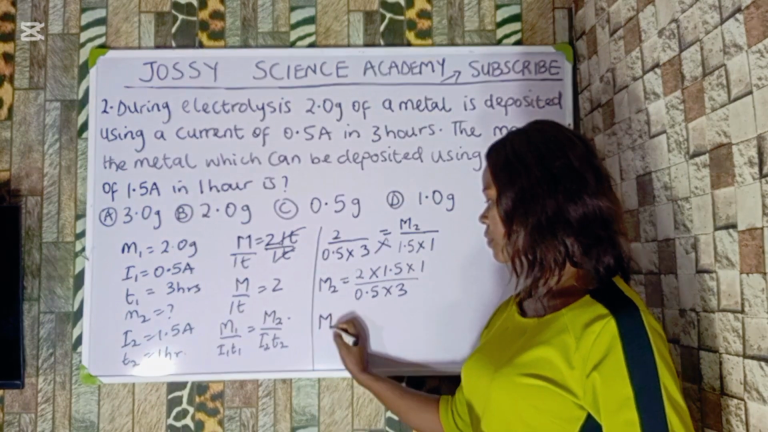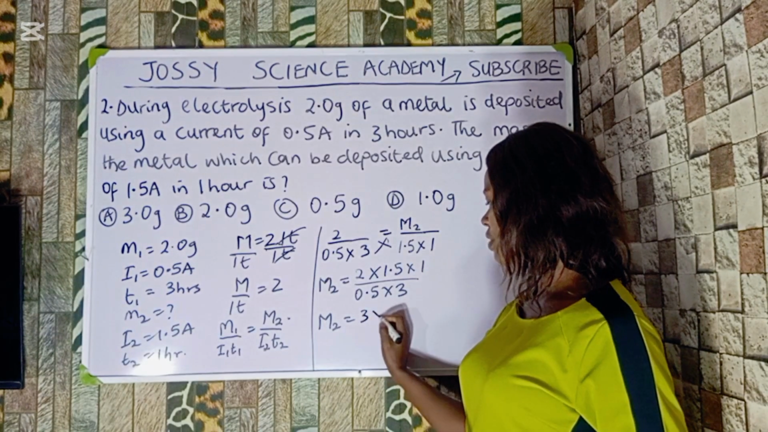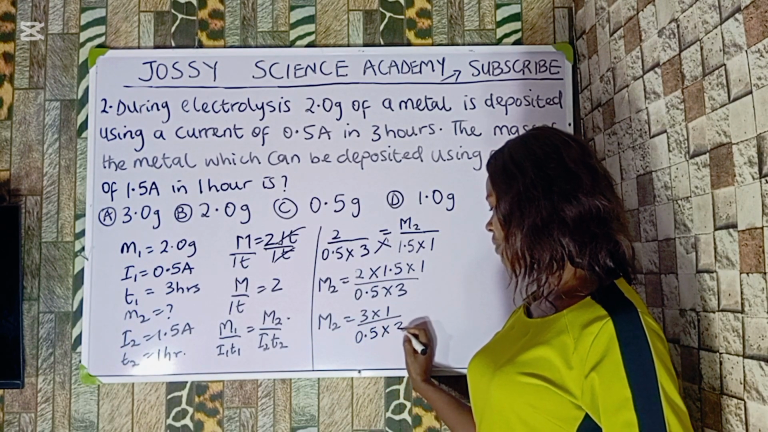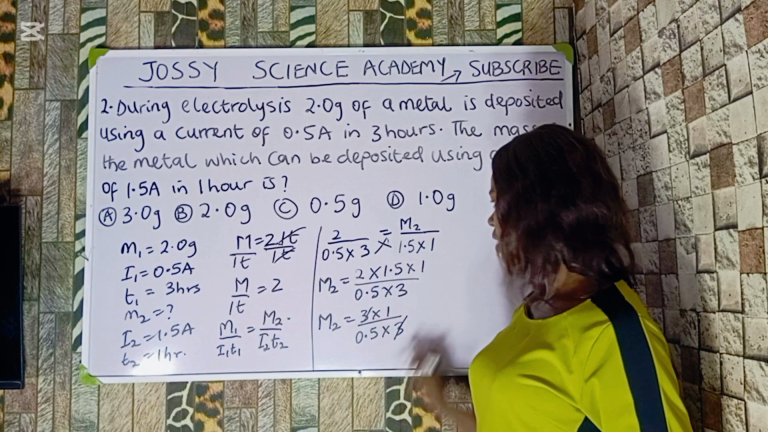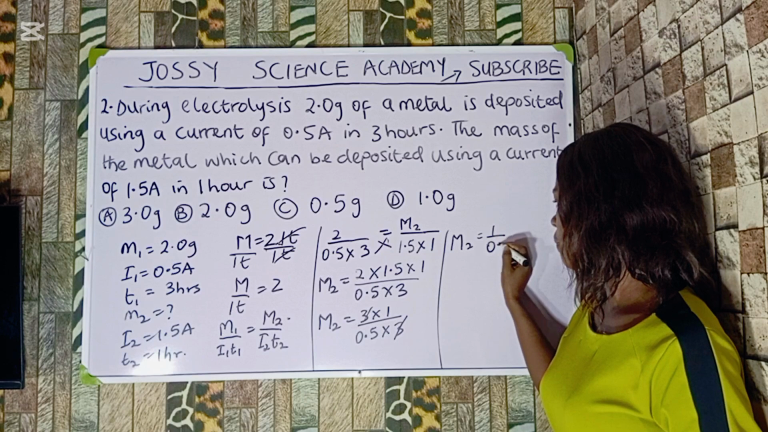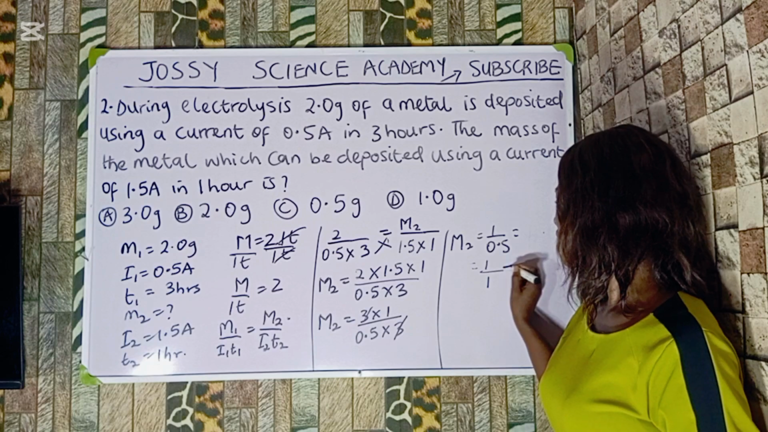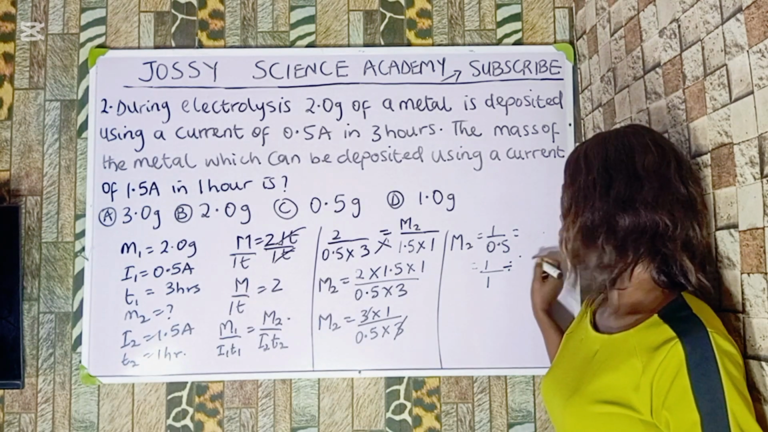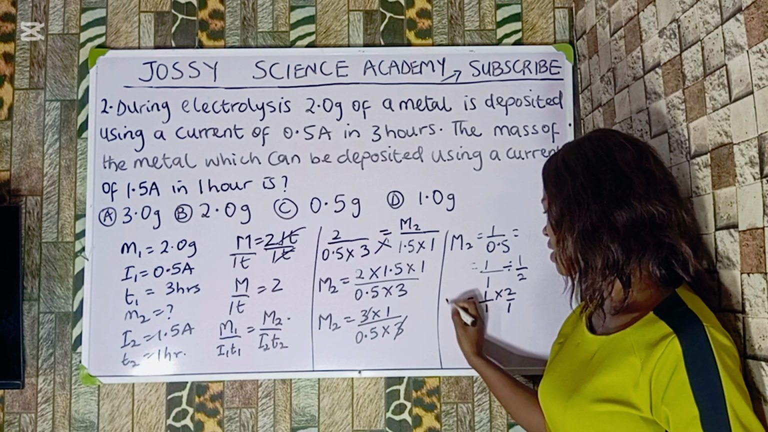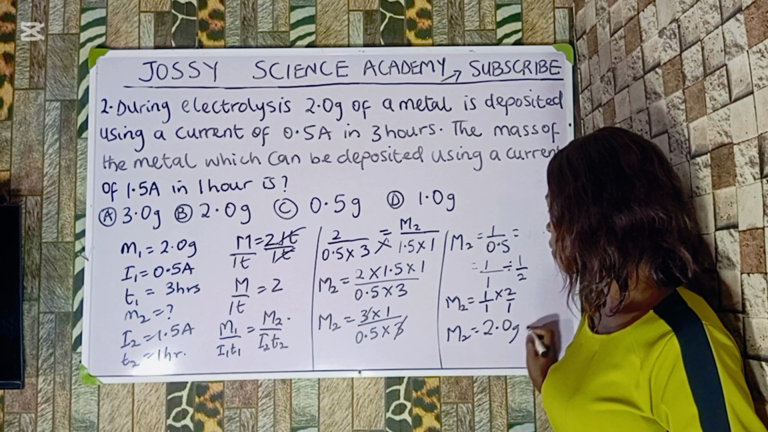Now let's go. You know that 1.5 multiplied by 2 is the same thing as 3, okay? So this is 3 multiplied by 1, divided by 0.5 multiplied by 3, right? Now this cancels this, so our M2 is equal to 1 over 0.5. That is 1 divided by 0.5, which is the same thing as 1 over 1/2, which in turn gives us 2 over 1. That becomes my M2, so M2 is equal to 2.0 grams.